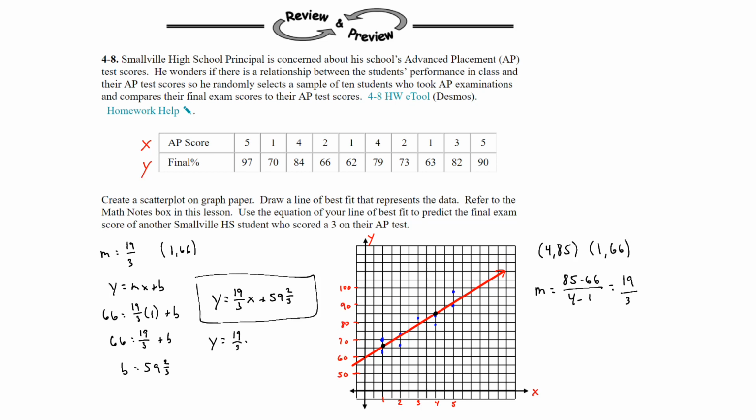So 19/3 times 3 plus 59 2/3. What do we get? y is equal to 19 plus 59 2/3, and that's because the 3s cancel right here. That 3 is, remember, divided by 1. And then 19 plus 59 2/3. If we add, that'd be 69, 79, so 78 2/3. Their final exam score would be approximately almost 79%.